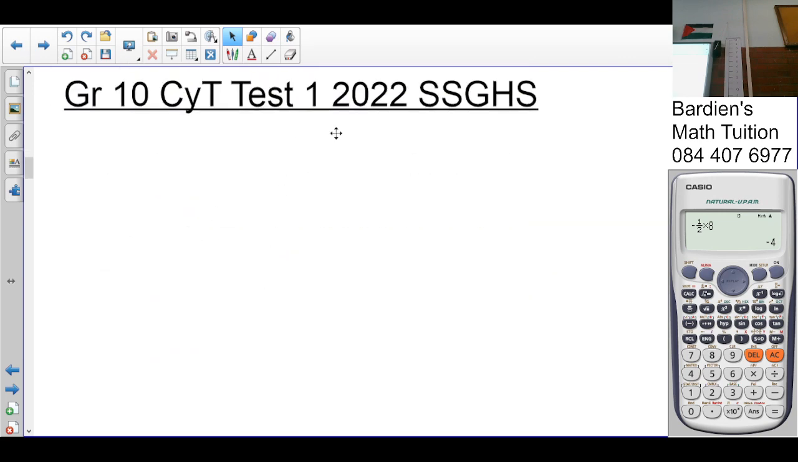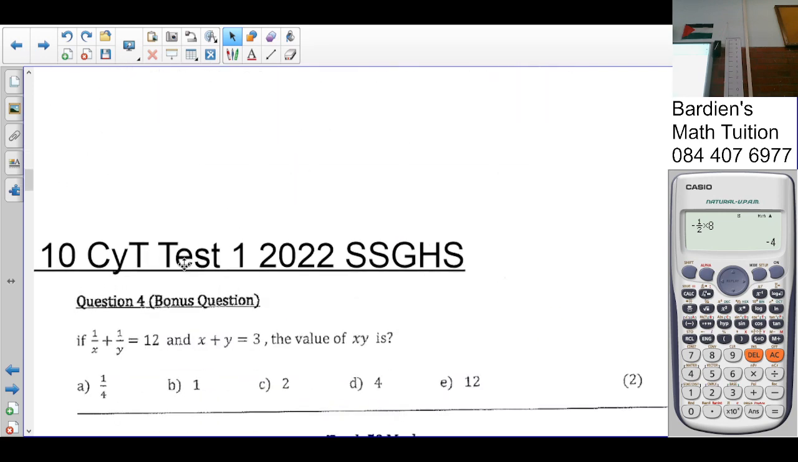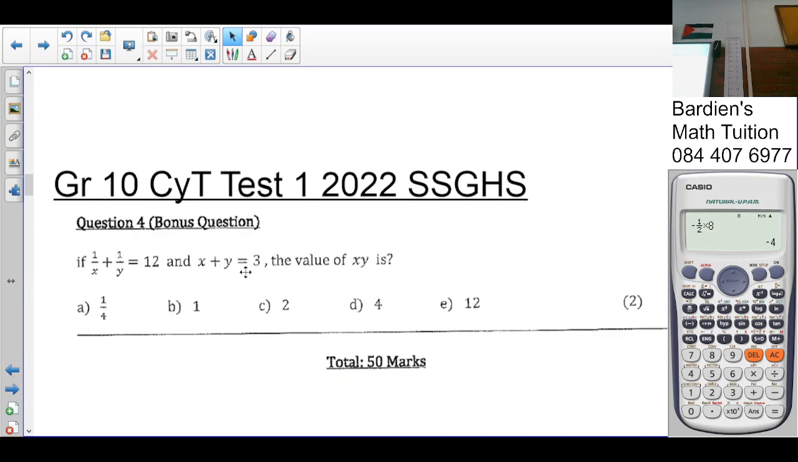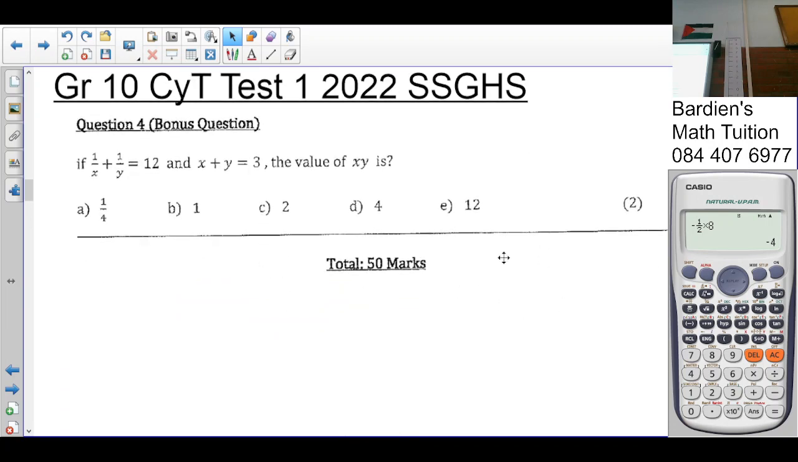Where's the last question? Last question, the bonus question. You have to just choose whichever one you think is right. Okay. Bonus. Right, the question says calculate the value of x times y. So what's your LCM there? x, y. This is my LCM.